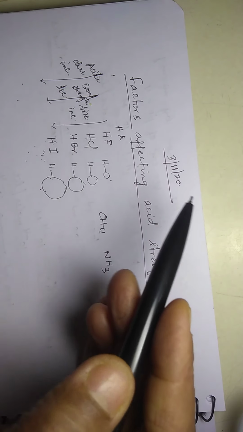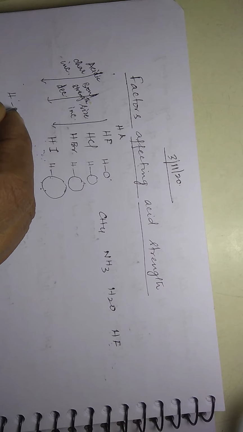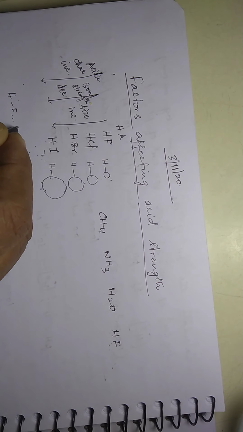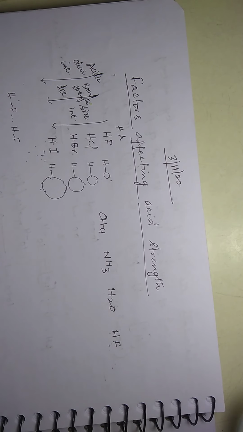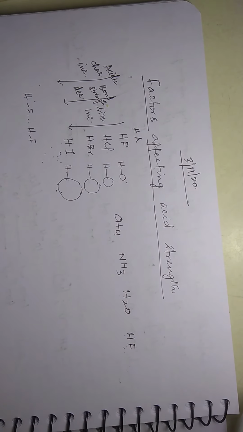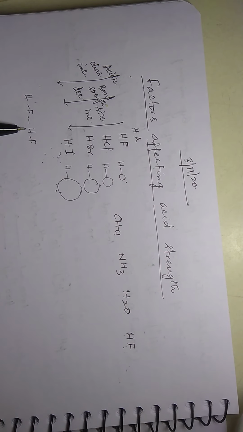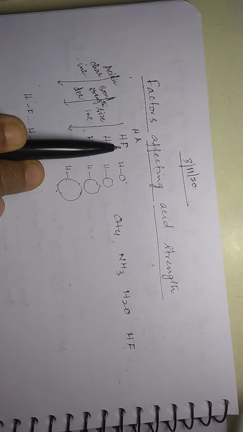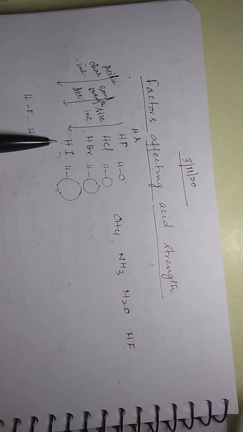And also you know that in the case of HF, there is intermolecular hydrogen bonding because fluorine is highly electronegative, and you know very well that HF is a liquid, is it not? And so here the acidic strength is the lowest because hydrogen is caught between two electronegative atoms, right? So this cannot be released easily. So this is least acidic, this is most acidic.